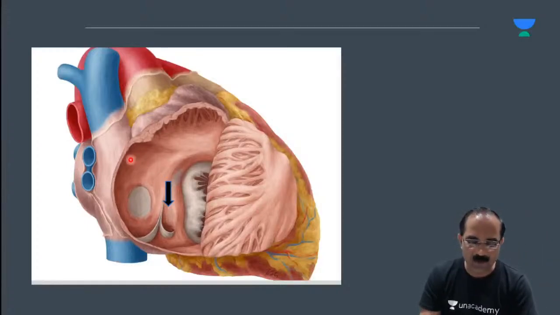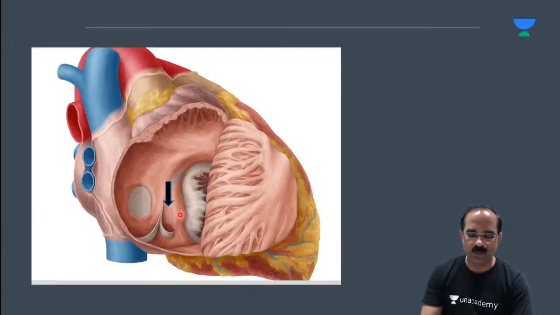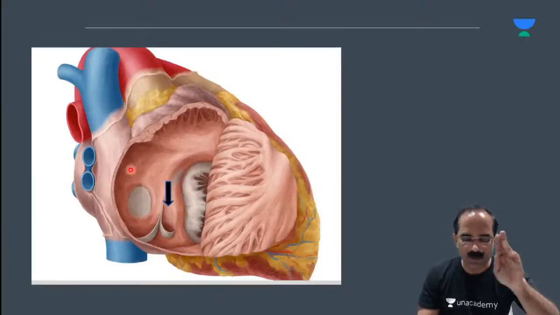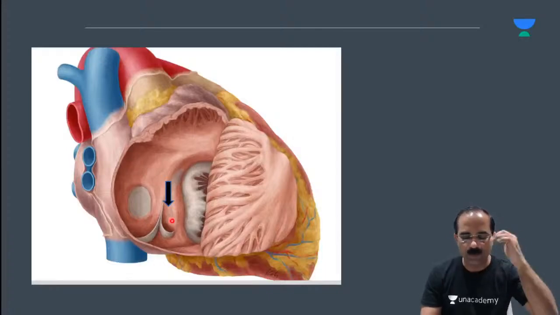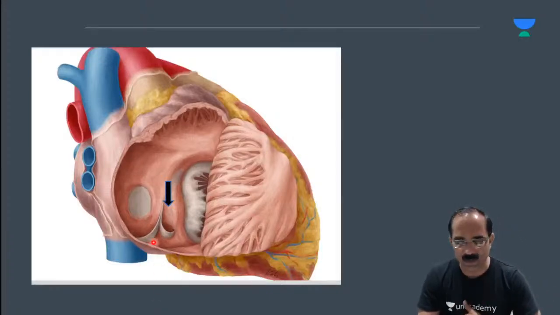Identify this. What is this opening of SVC? What is this opening of IVC? And what is this opening of? This is the opening of the coronary sinus. So the smooth part has three openings. This is the opening of SVC, that's the opening of IVC, and that's the opening of the coronary sinus.